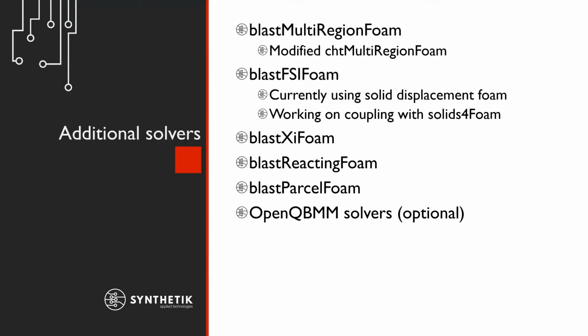Then we have blast foam, blast reacting foam, which are modified or compressible versions of psi and reacting foam. Blast partial foam is a 2-way coupled particle solver. I'm using the Lagrangian particle classes, and then optional open QBMM solvers. So this is basically a dispersed phase based on quadrature phase moment methods.